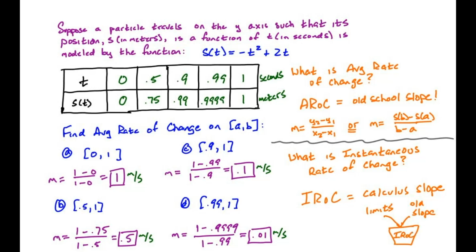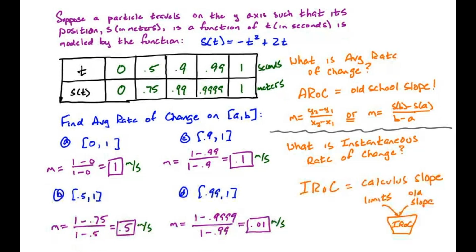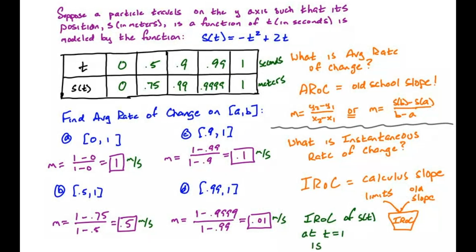we found all these slopes or average rates of change. And if we think about finding the limit of these average rates of change, we could estimate our IROC of s of t at t equals 1. Now take a look at our average rates of change, 1, 0.5, 0.1, 0.01. So these are all going down and going down, but they're slowing down as we get closer and closer to 0. So we might estimate that our instantaneous rate of change is 0. In other words, at t equals 1, we believe our particle has a rate of change of 0 meters per second. So it's not moving.